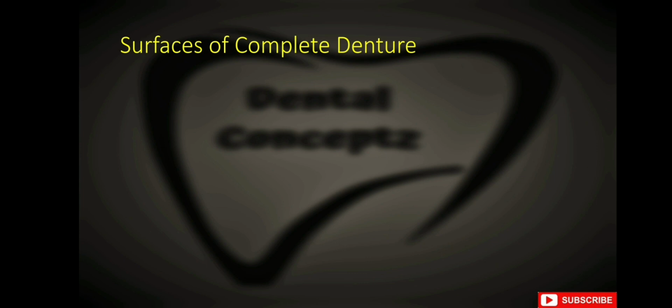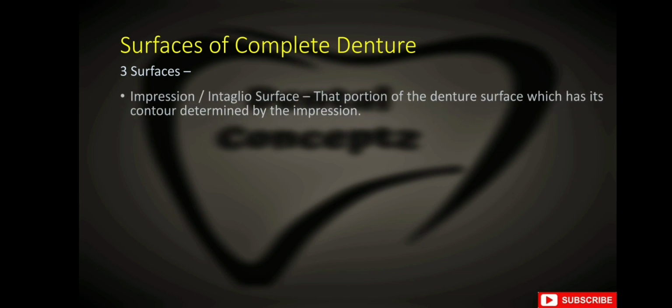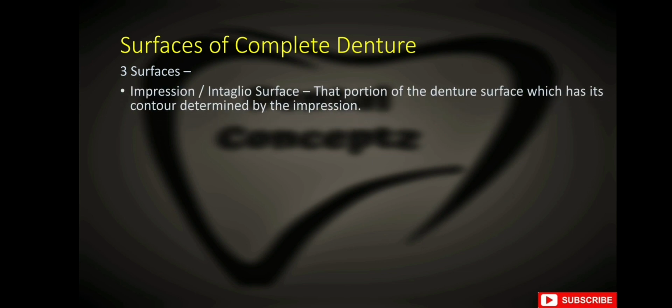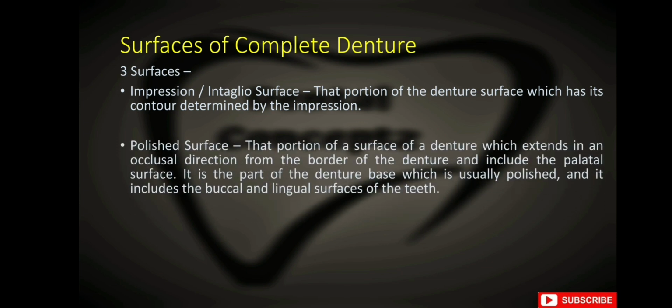What are the surfaces of a complete denture? So a complete denture has 3 surfaces. The impression or intaglio surface is that portion of the denture surface which has its contour determined by the impression. The polished surface is that portion of a surface of a denture which extends in an occlusal direction from the border of the denture and includes the palatal surface.